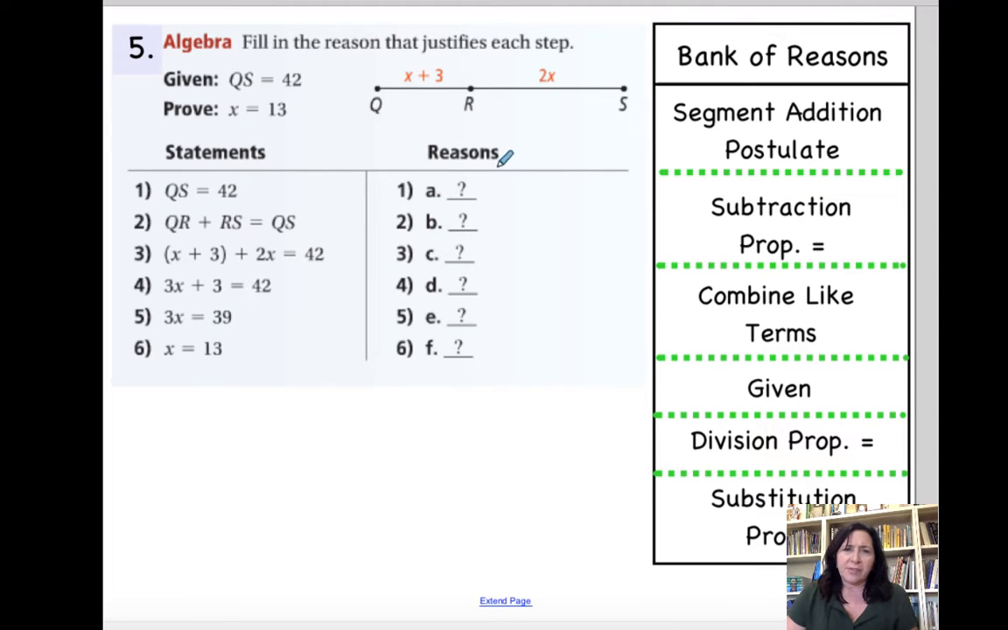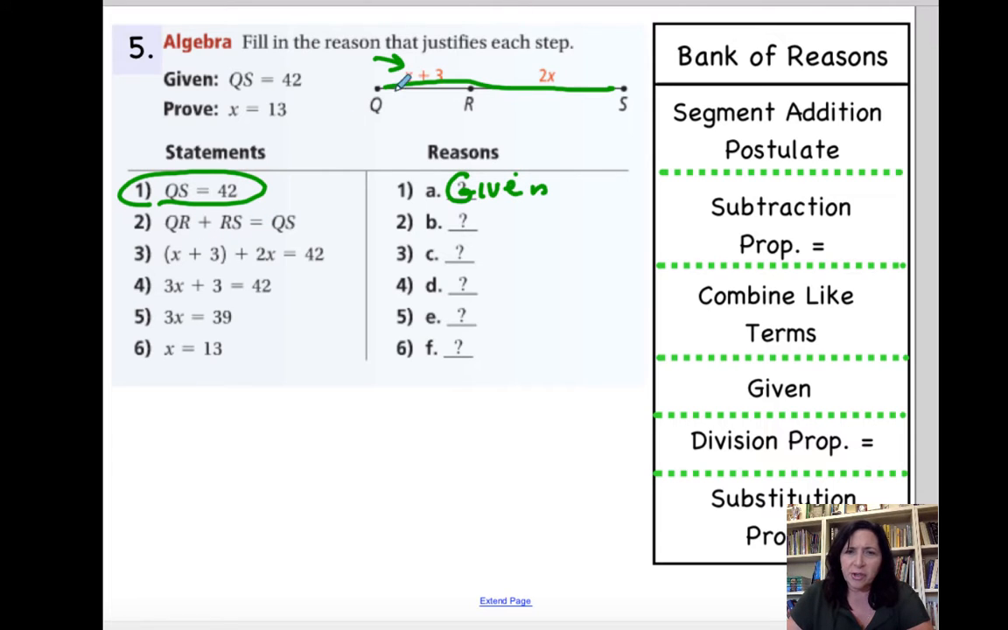For this problem, it says to fill in the reason that justifies each step. We are given that QS, this whole length right here, is 42, and we're trying to prove that x is equal to 13. So we're going to go through the steps. We are given that QS is 42. I'm just going to write that in there: given.